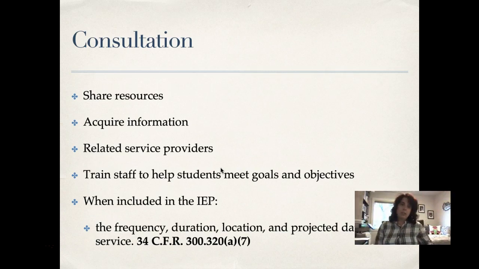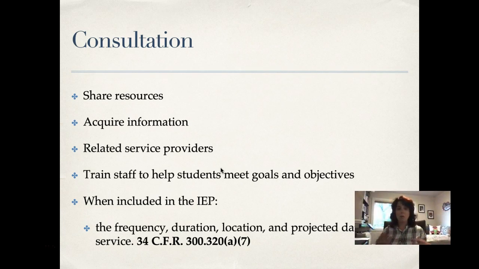For consultation, there's a lot of team members that are on a consultation basis. You're sharing resources, you're acquiring and sharing information with them. There's related service providers. A lot of times there's itinerant teachers. You're training staff to help students meet those goals and objectives. And it's just really important to know when these services and the consults are happening, just to provide that streamlined and positive student experience.